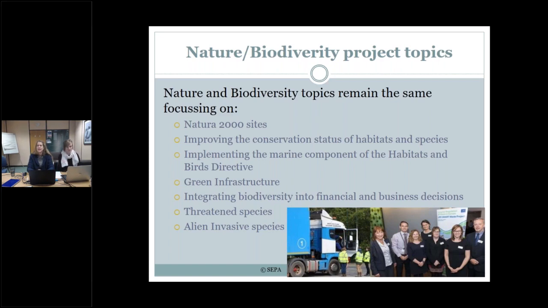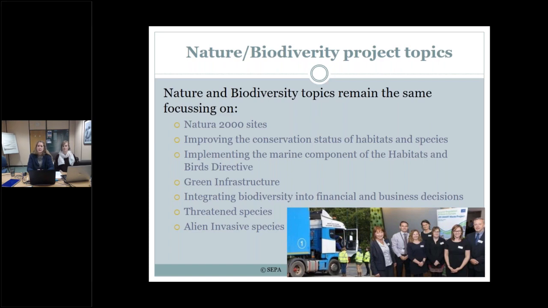I'm now moving on to the nature and biodiversity project topics. As I've already said, they have remained the same as in 2018, and you see them listed here on the slide. Under this LIFE strand, projects should focus on Natura 2000 sites and improving the conservation status of habitats and species, as well as implementing the marine component of the Habitats and Birds Directive.